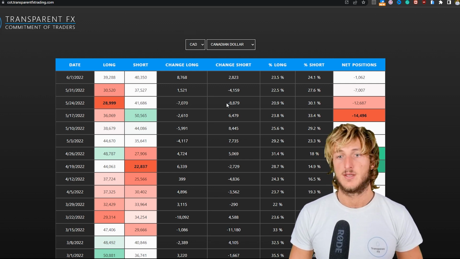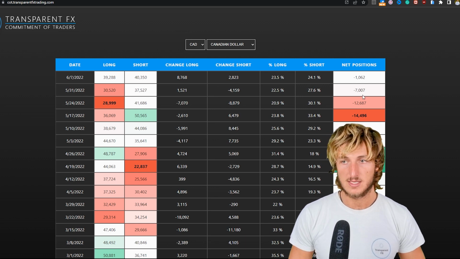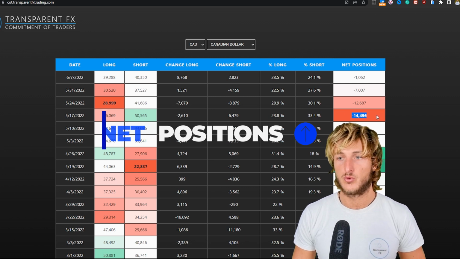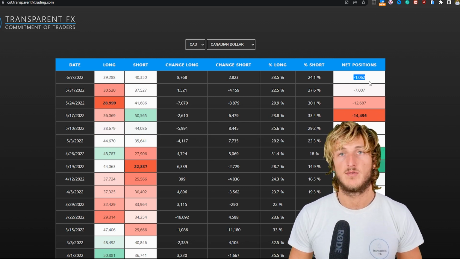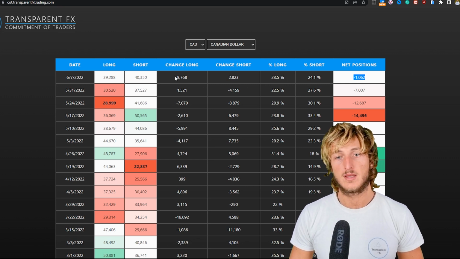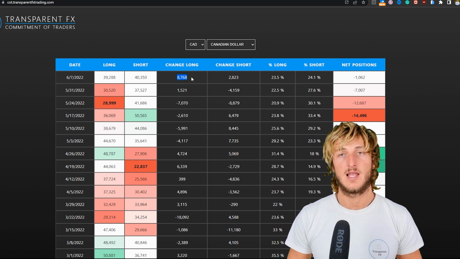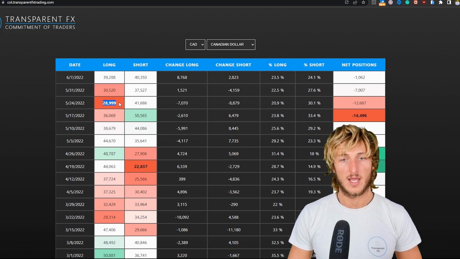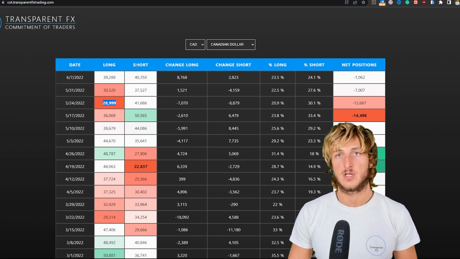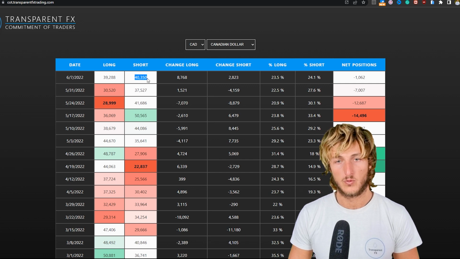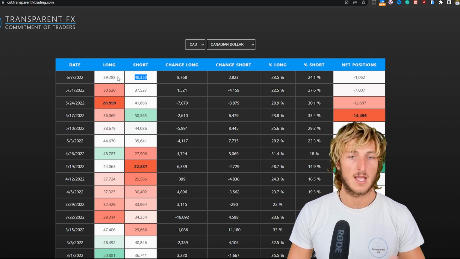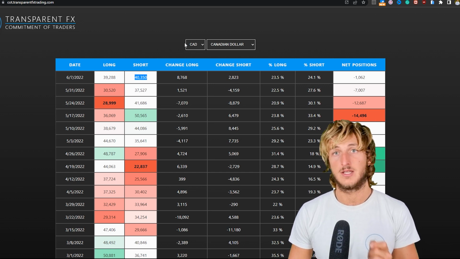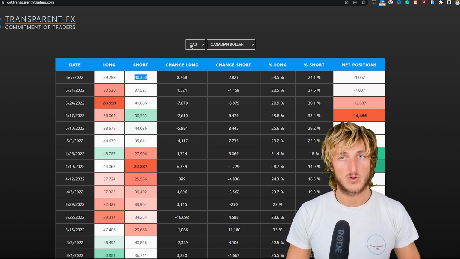If we go and see what we have on the CAD, so to see their positioning on the CAD, we can see how lately net positions have been increasing. We went from having minus 14.4k net positions all the way up to having minus 1k net positions, with the last report 8.7k longs getting added, reaching 39.2k longs from the 28 that we had here, and getting decreased in shorts from 50k to 40k. So 10k shorts getting closed and thousands of longs getting added as well, indicating that overall in the short term, we could easily see some strength for the CAD.